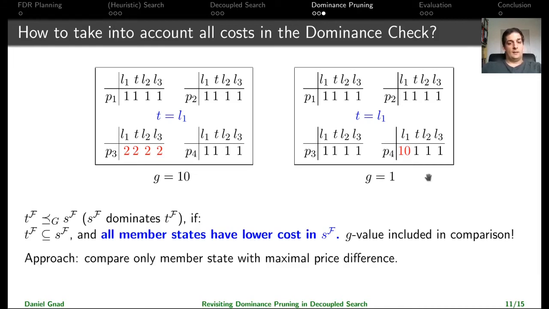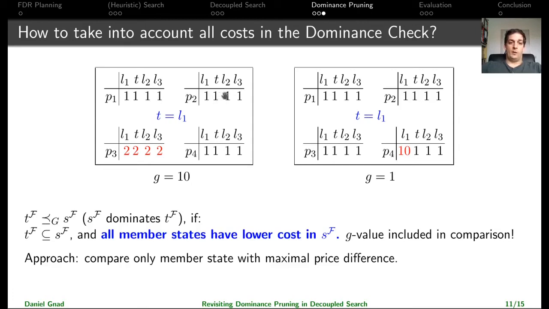How is this done? Well, as I said before, we don't want to enumerate all member states on the left and all on the right and compare their prices individually, but we want to do this component-wise. And we can simply do this by only computing the maximal price difference maximized over all member states. And we do so by just seeing per component where the prices differ the most.